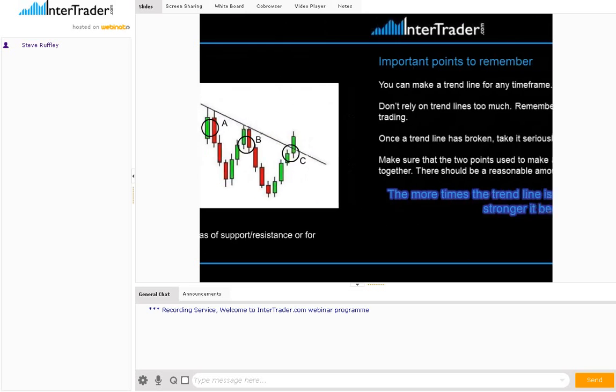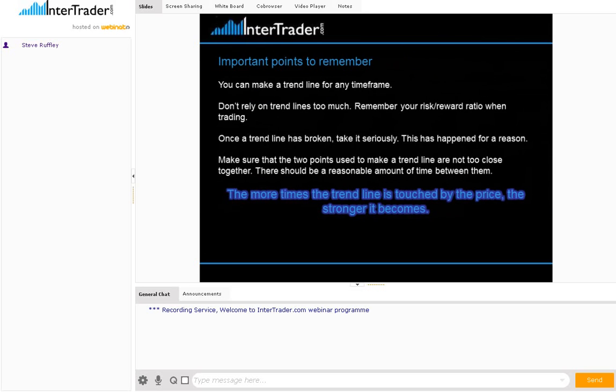So you can make a trend line in any time frame, but don't rely on trend lines too much. Your risk reward when trading is pretty much everything. Trend lines can be broken. Trend lines can be held 50 times before they're broken. And there's no real set rule of thumb.